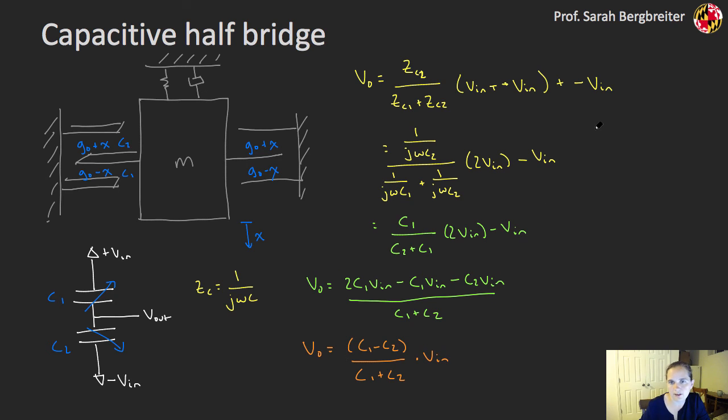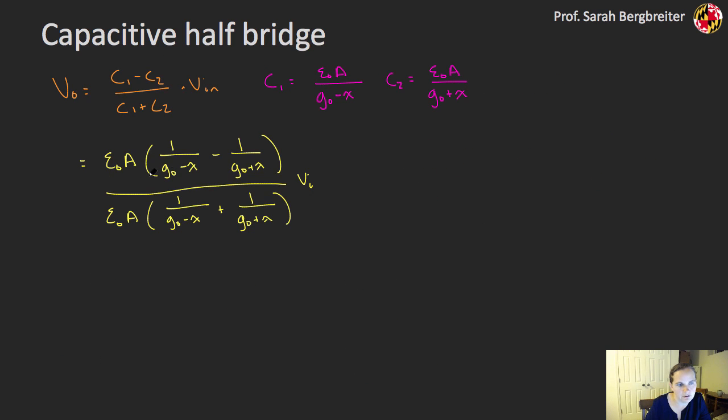Alright, so my C1, just so I know how this thing is going, let's just assume air here, so epsilon r is 1, is epsilon naught A over, in this case, G naught minus X. And then my C2 is going to be epsilon naught, that same A, over G naught plus X. So I'm going to take these and plug them into this equation here. And when I plug those in, I get this, and I know it looks really messy now, but I promise it will look very pretty in the end.